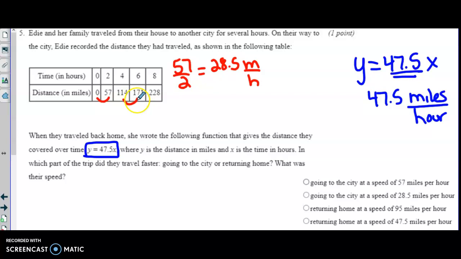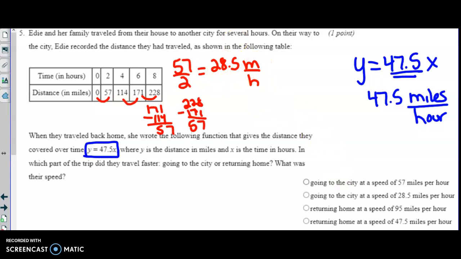And then let's keep checking it to see what happens next. From here to here in 2 hours, they go, let's see, what is 171 minus 114? 57 again. Let me check and make sure this is the same too. 228 minus 171. So every 2 hours, they are going 57 miles. Remember, this goes back to the arithmetic sequences when we found common differences. We're finding how we got from one to the next by subtracting. So our common difference is 57. So every 2 hours, they travel 57 miles, which means that they're going 28.5 miles per hour.